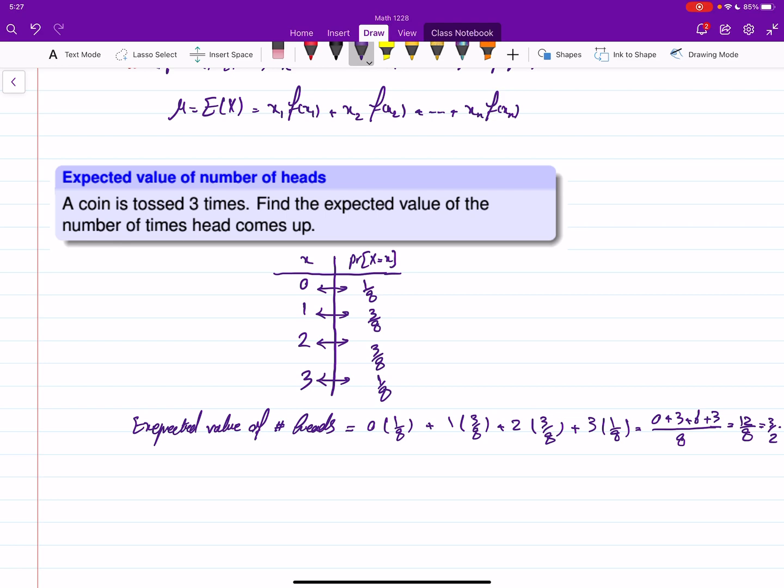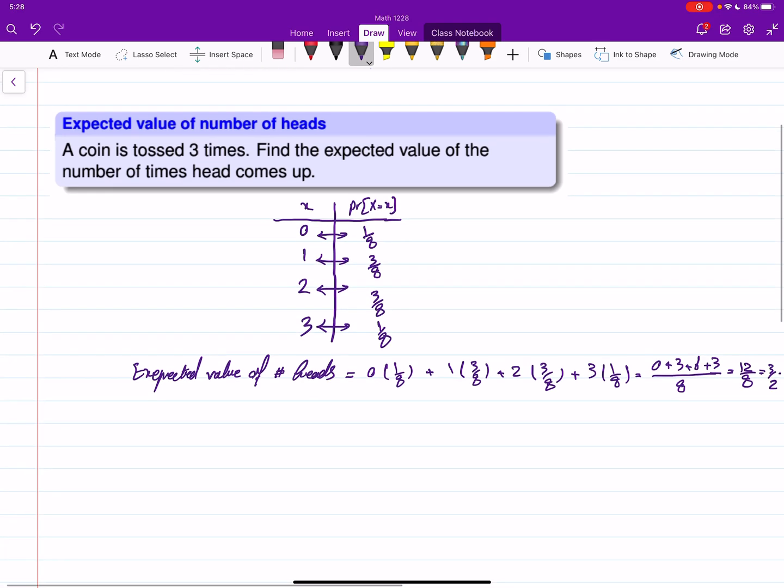Or on average, out of 3 tosses, there will be one and a half heads coming up on average. Half of the tosses will come up heads.